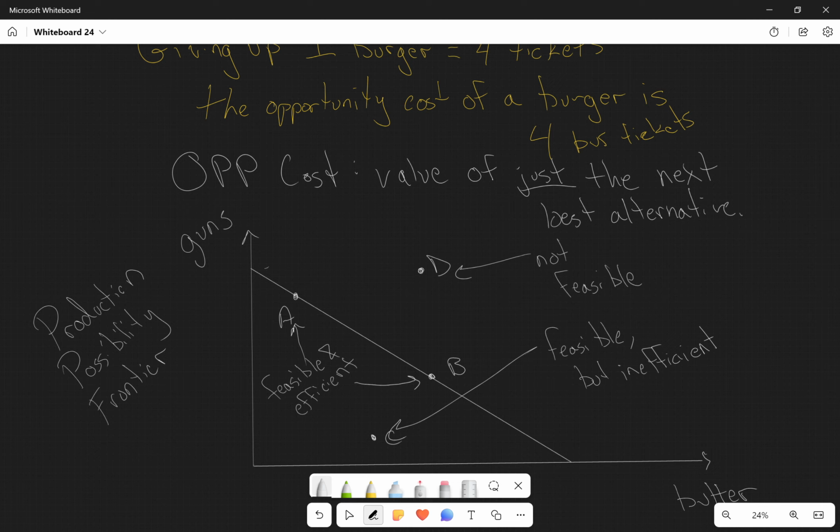So how do I make this higher? Can I make it higher? Probably not. Okay. All right. Any questions on budget lines and production possibility frontiers?